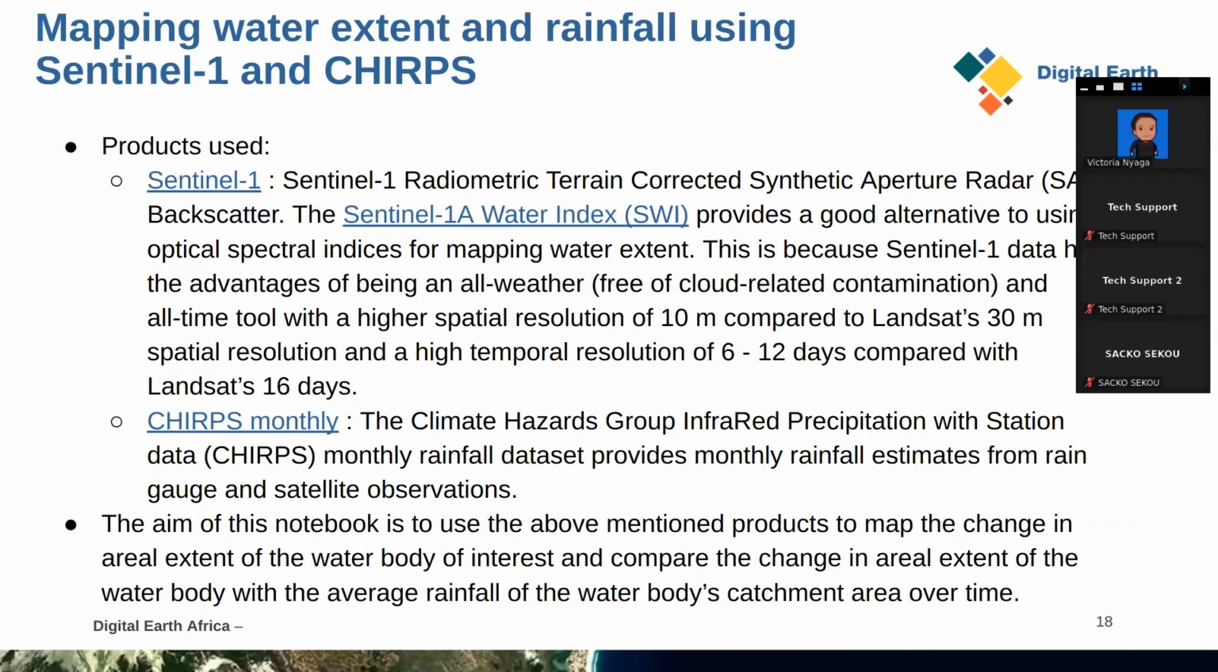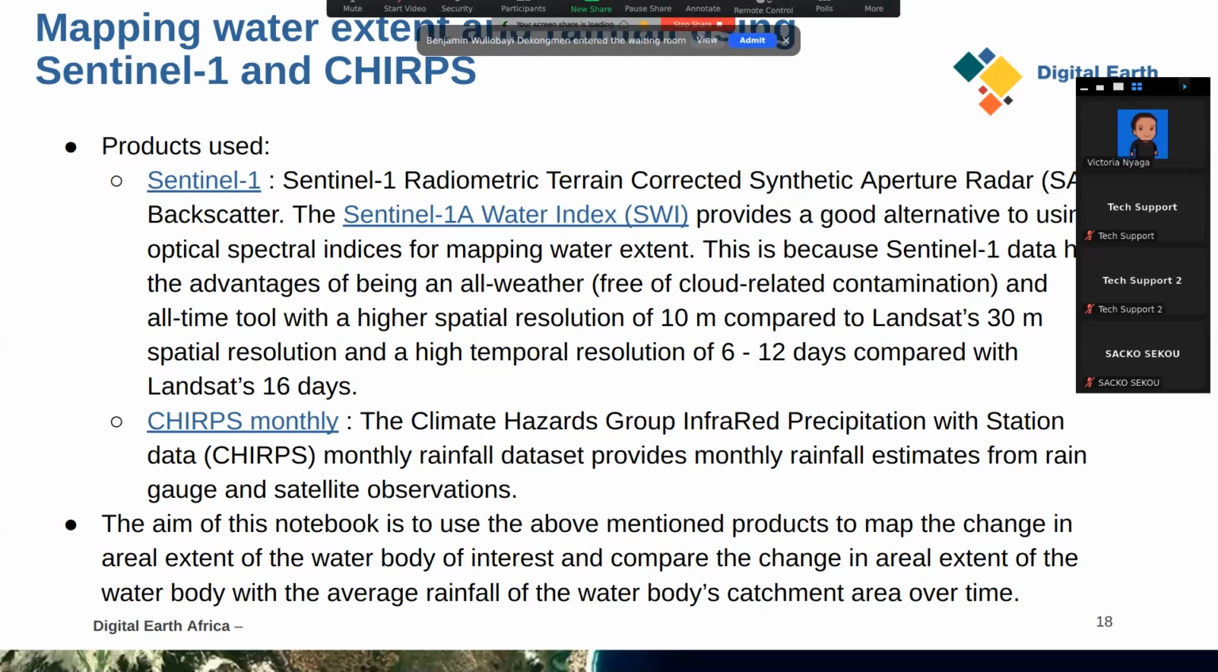The Sentinel-1 water index is also a good alternative because it has a higher resolution of 10 meters compared to Landsat's 30 meters, and also a higher temporal resolution of 6 to 12 days, depending on the area, compared with Landsat's 16 days. We also have the CHIRPS data, which comes as either monthly or daily and gives rainfall estimates for an area from rain gauge and satellite observations.